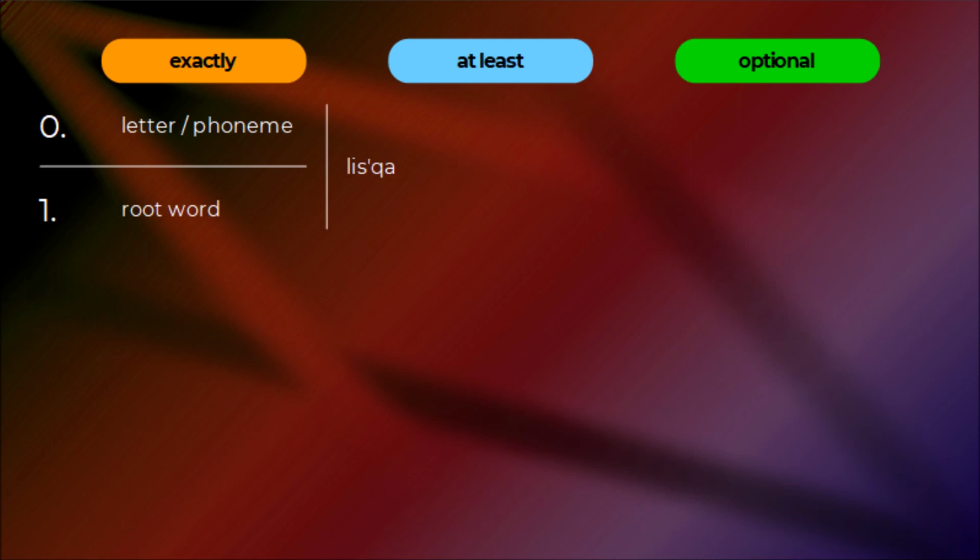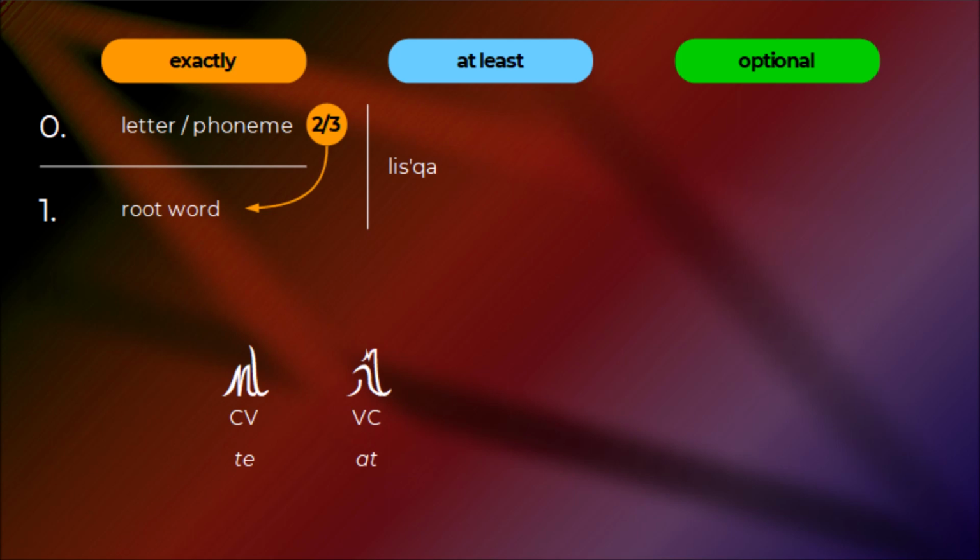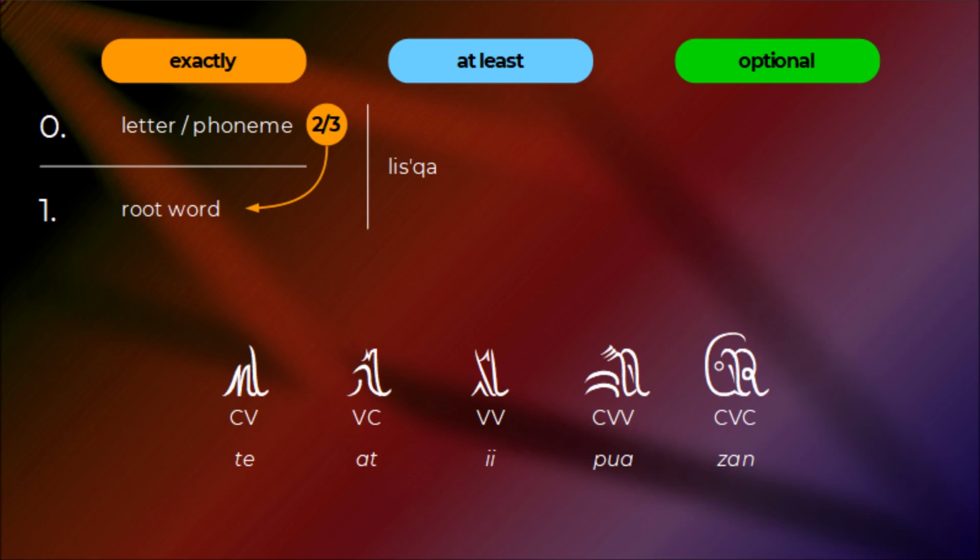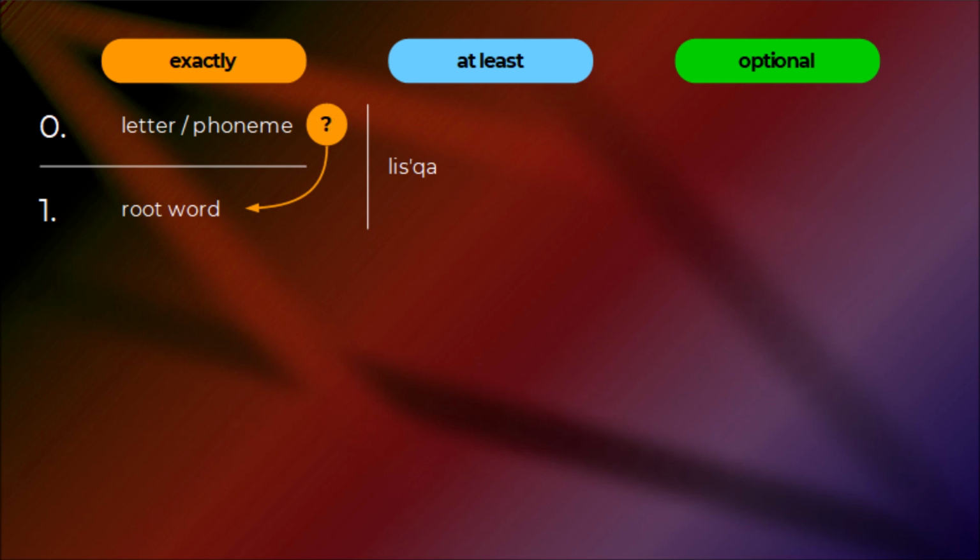A valid root word consists of either 2 or 3 letters. There are 5 valid root word structures: consonant-vowel, vowel-consonant, vowel-vowel, consonant-vowel-vowel, and consonant-vowel-consonant. Technically, a root word can consist of any amount of letters, but then this root isn't found in the Ælis root word thesaurus. It could be a proper name, like for example, Bins. But then that name would have to be enclosed in name symbols, like we discussed in video 8, I believe.